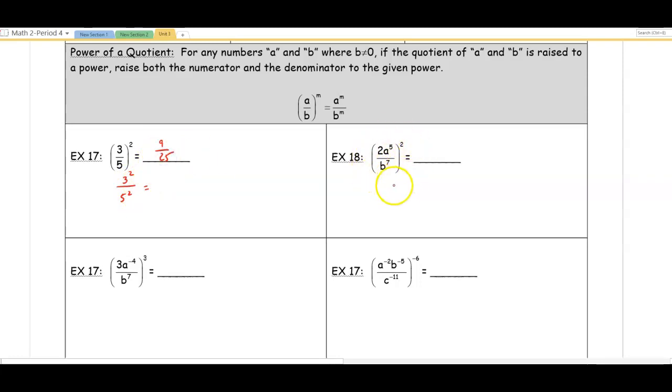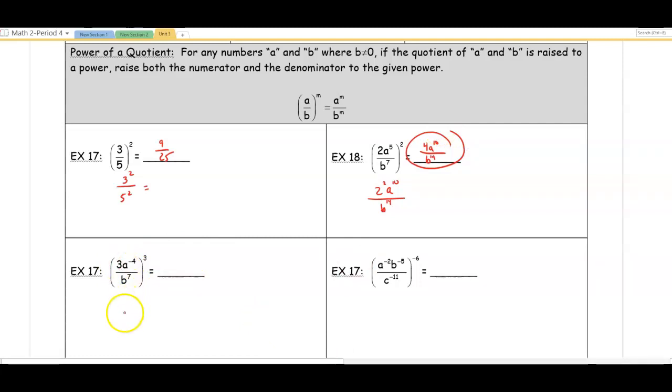In example 18, we're going to raise everything to the exponent 2. So, 2 squared. A to the 5th to the 2nd, I multiply to get A to the 10th, over B to the 7th to the 2nd, which is B to the 7 times 2, which is 14. So 2 squared is 4, A to the 10th over B to the 14th. And we are done.